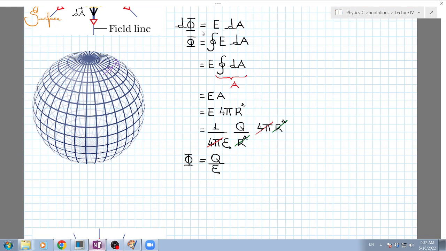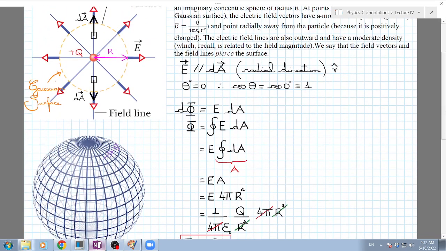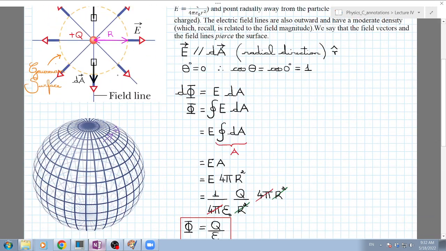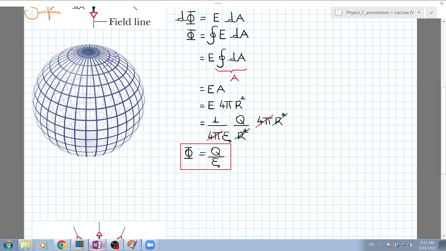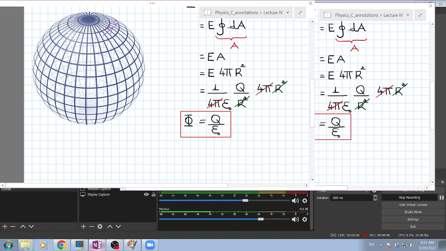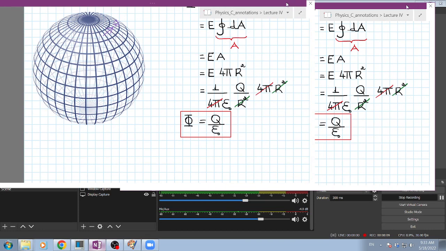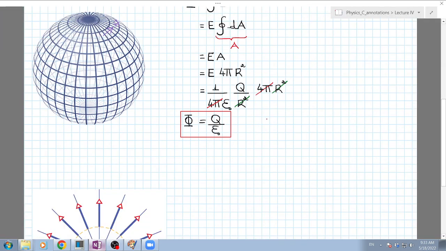What is the significance here, guys? Well, first of all, you can see that the electric flux for this particular problem is independent of the distance, no matter the distance. It only depends on the charge and on the permittivity of free space. Actually, you can say that the permittivity is a constant.